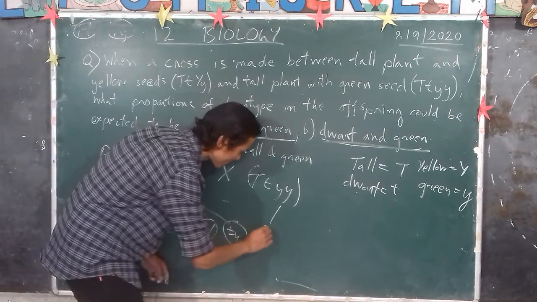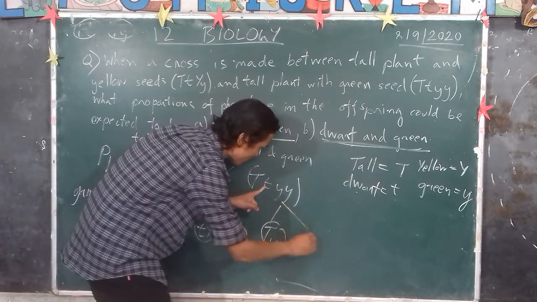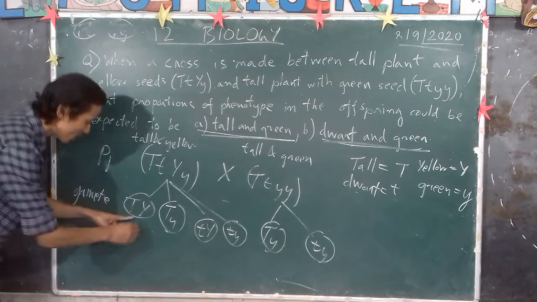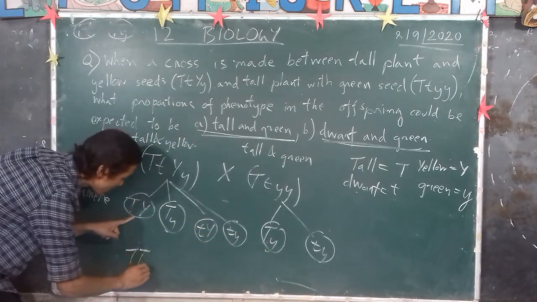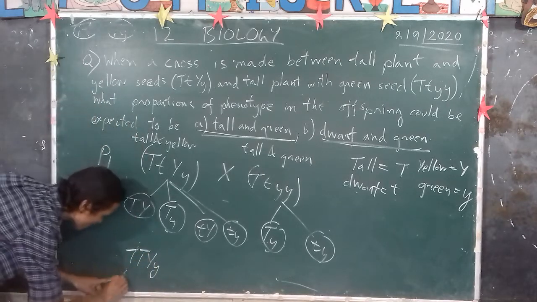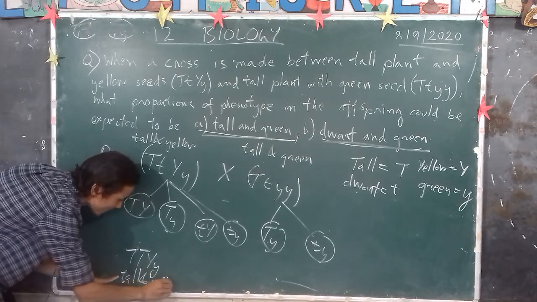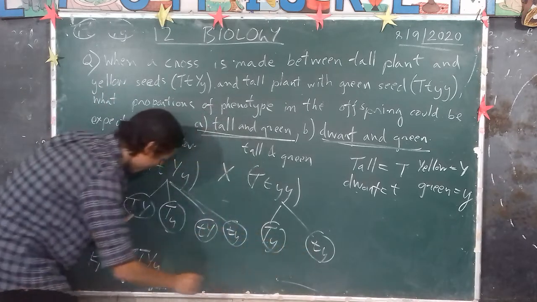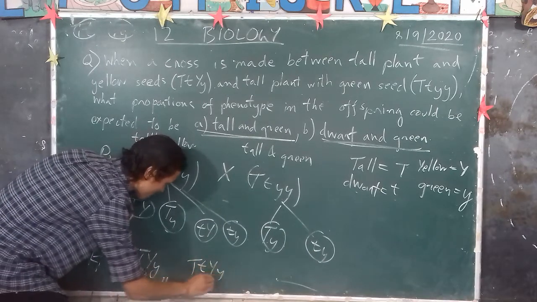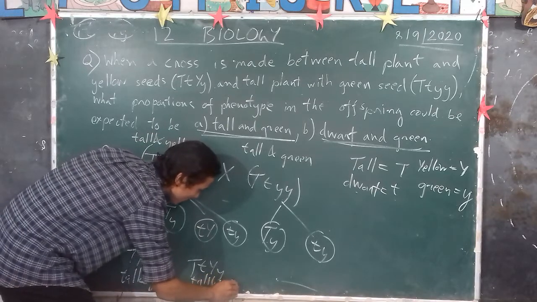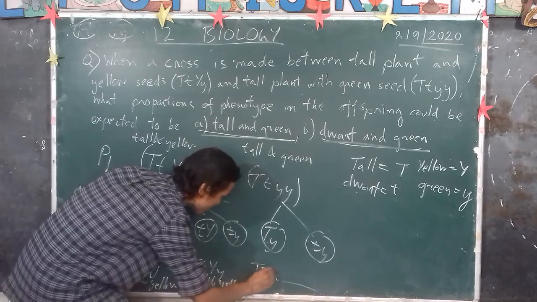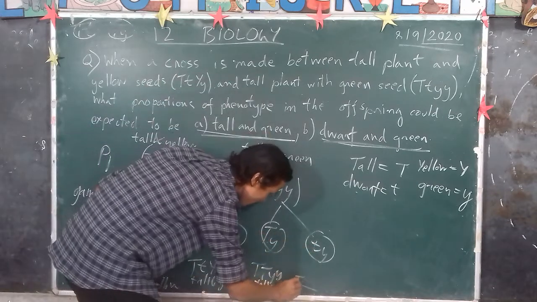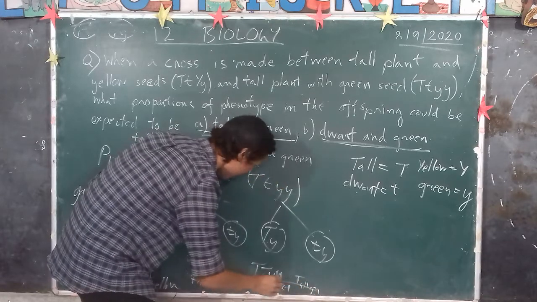In this case, the gametes from the other parent are capital T combines with small y, and small t combines with small y. No need to write different y because both y's are small. So this combines with this one, you're getting capital T, capital Y and small y, so it becomes tall and yellow. One child is tall and yellow. This also combines with this one, so you're getting tall and yellow. This combines with this one, so you're getting tall and green. Again, this combines with this one, you're getting tall and green.